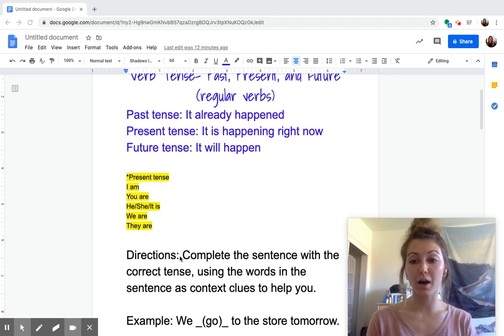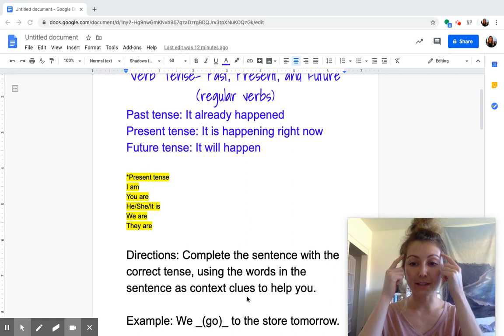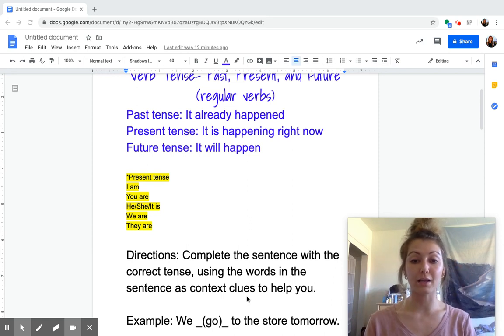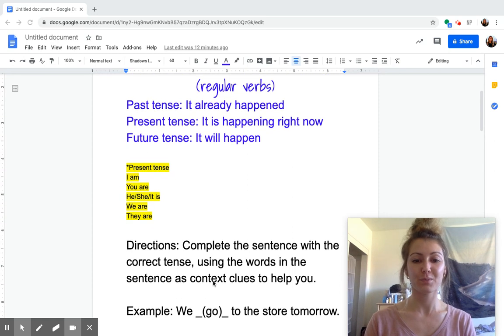Yesterday we were taking one verb and we were putting it into past tense, present tense, and future tense, but today our directions are a little different. Our directions today say, complete the sentence with the correct tense using the words in the sentence as context clues to help you. Context clues means it helps our brain think about what the answer should be. So I'm going to do the first example so that these directions make sense. Right now, all you need to do is pay attention and just be watching. You do not need to write down in your composition book yet.